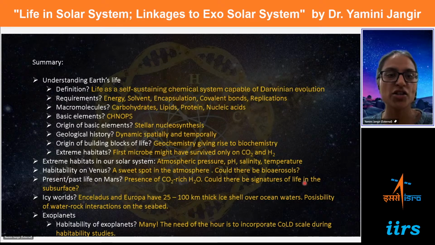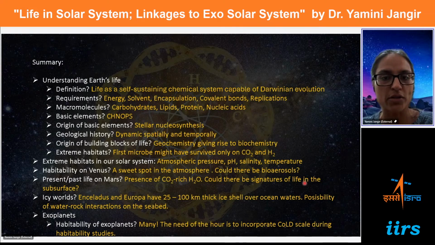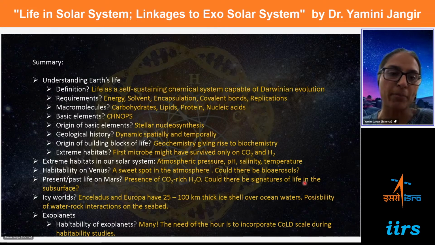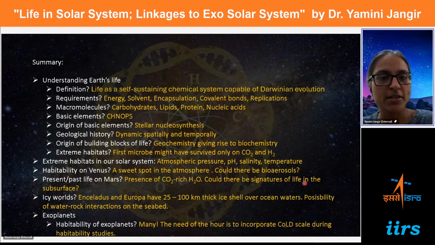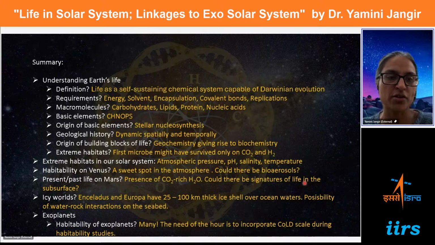We need energy, we need a solvent, we need encapsulation with a constant way of exchanging information with the environment. We need bonds, not just covalent, but every kind of bond. We need eventually some form of replication for life to thrive in that environment. Of course, macromolecules are carbohydrates, lipids, proteins, and nucleic acids, but they're all made up of these basic elements: carbon, hydrogen, nitrogen, oxygen, phosphorus, and sulfur, called CHNOPS in short.